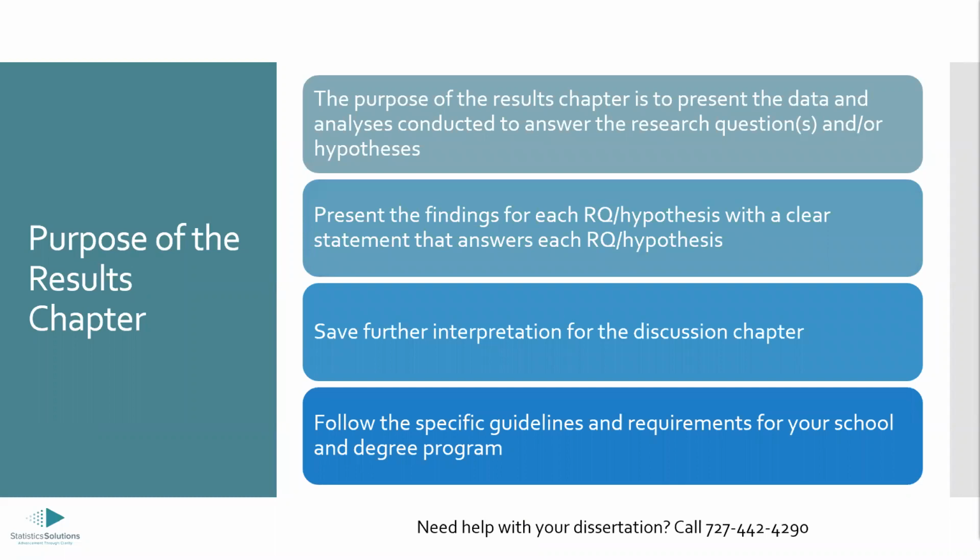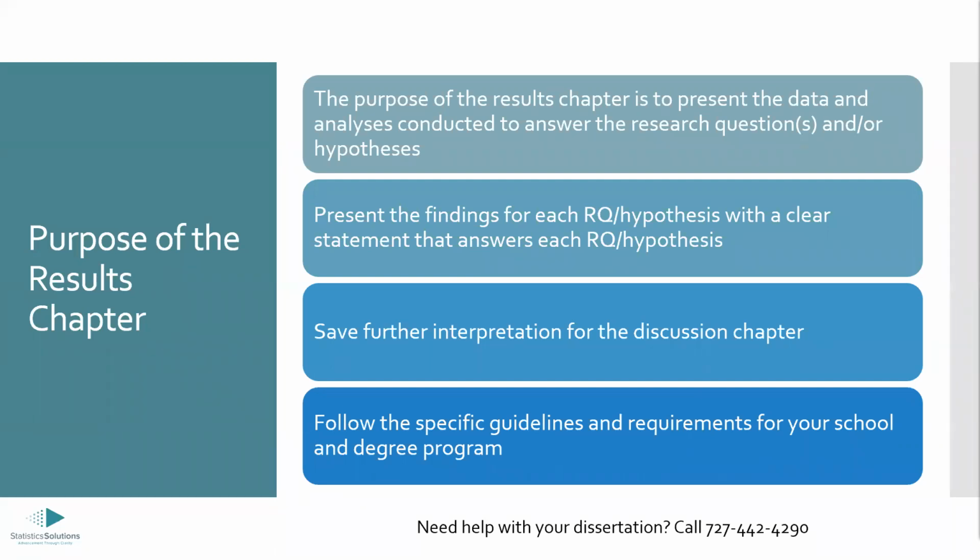So let's just start by talking about why the results chapter is important to the dissertation. The purpose of the results chapter is to present the data and the analyses conducted to answer the research questions and hypotheses of the study. The preceding chapters of the dissertation are meant to establish why and how you are conducting your research. By the time you get to your results chapter, you have your data collected, you're doing your analysis, and now it's time to describe to the reader exactly what you found and what the answers to your research questions are.